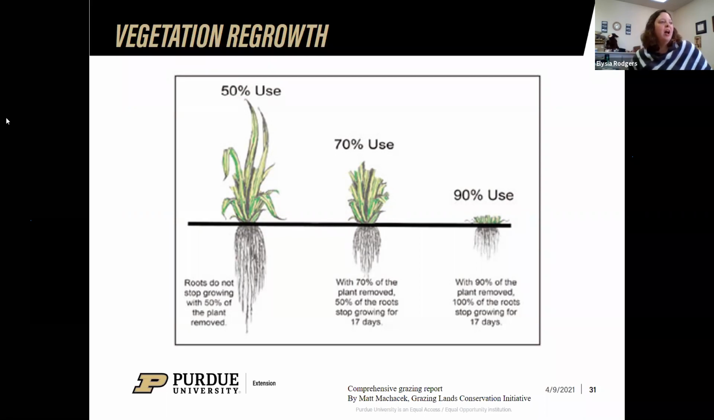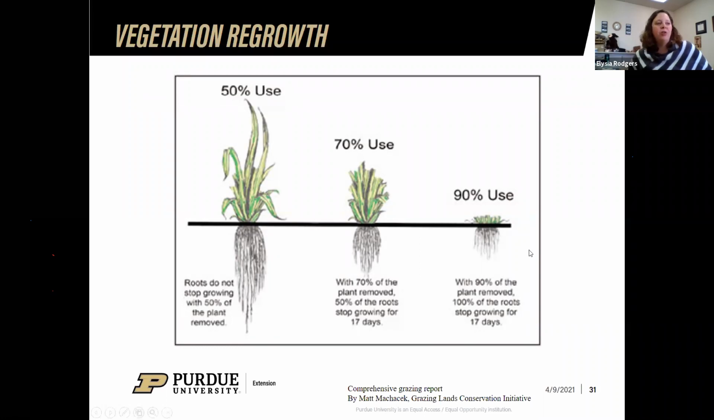We can see here that when we remove at least 50% of the plant, our roots basically stop growing. They go into a dormant stage until we get that energy restored, that photosynthesis working again. When you take 70% of that plant material away, those roots stop growing for 17 days. That's basically over 2.5 weeks. That's a long time frame for that plant to get recharged, to get growing again. That's a lot of a grazing season.